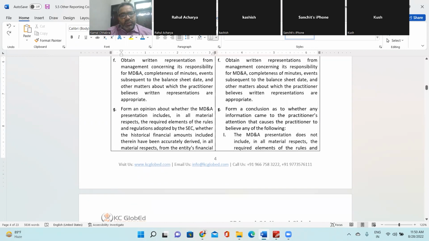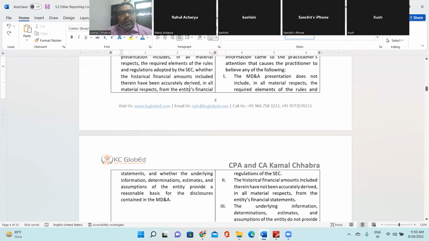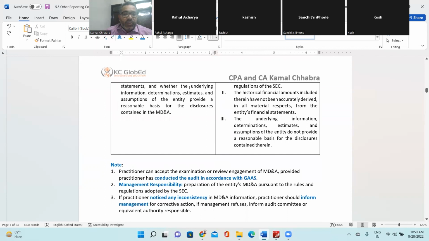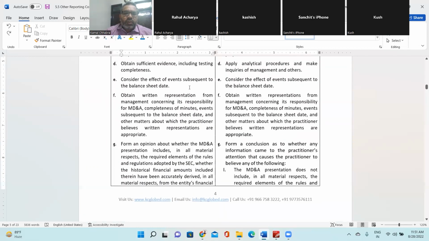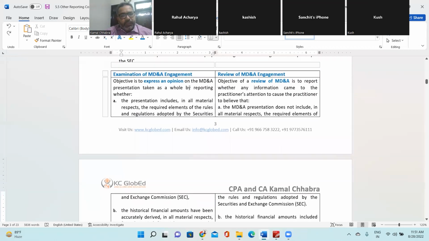Then obtain a written representation from the management and form an opinion about whether the MDA presentation includes, in all material respects, the required elements of the rules and regulations adopted by the SEC, whether the historical financial amounts included herein have been accurately derived from the financial statements in all material respects, and whether the underlying information, determination, estimation, and assumptions of the entity provide a reasonable basis for the disclosures contained in the MDA. So these are all the things you need to perform to achieve the examination objective of the MDA.